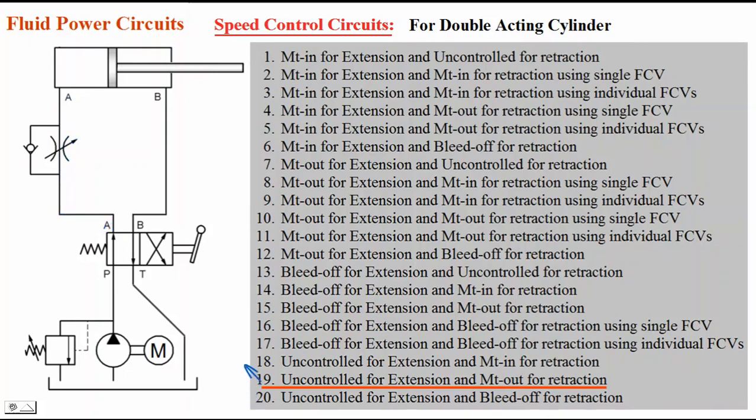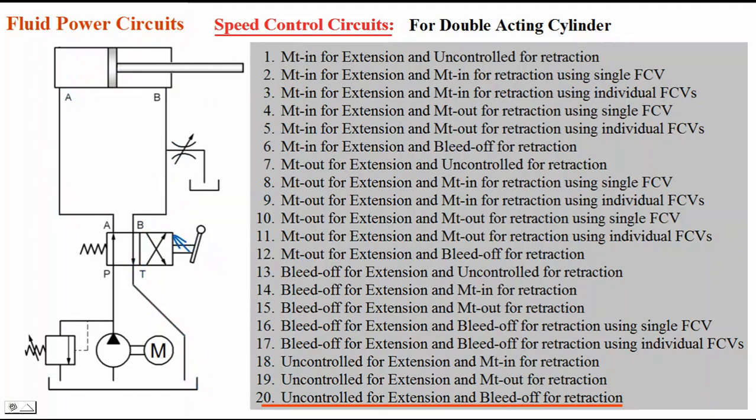Okay, now the last circuit, circuit 20. That is uncontrolled during extension and bleed off during retraction. See, during extension, the lever is kept in this first position, P to A, B to T connection is there. Oil which is coming from the pump is flowing to the A port of the cylinder, and from the B port of the cylinder oil is flowing back to tank. It is a free flow and extension speed is not controlled. Piston will extend, speed is not controlled.